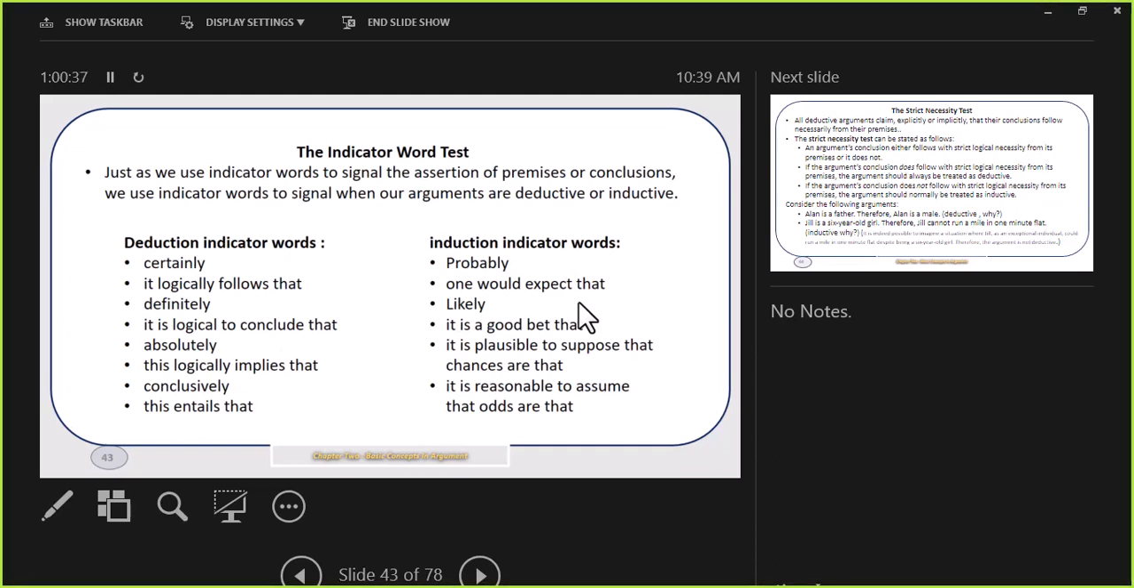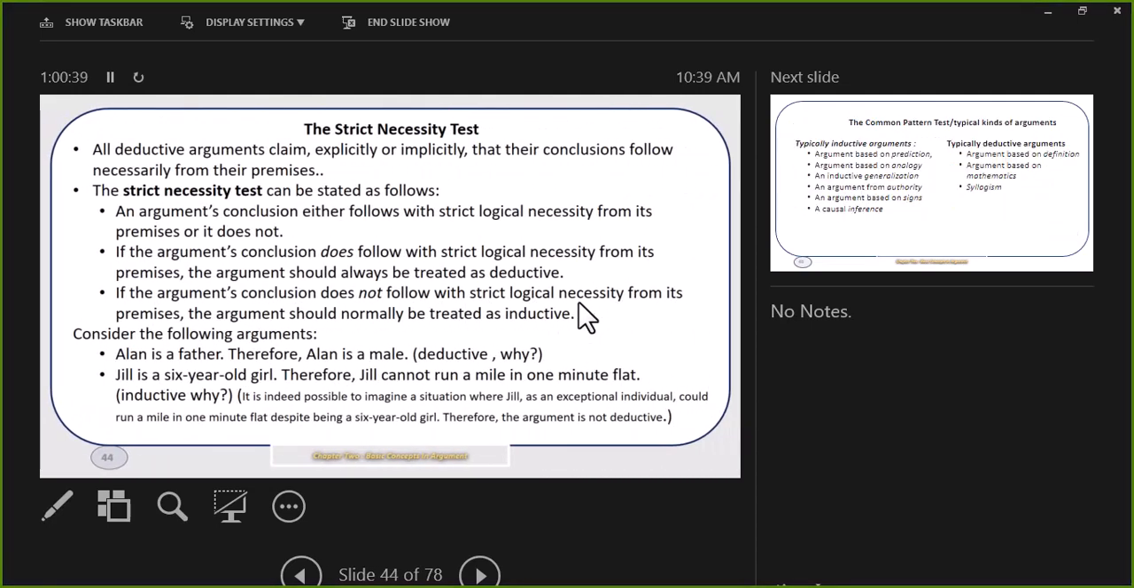They only provide us clues or sources of information. Strict necessity is stronger as compared to the indicator word technique. The strict necessity test can be stated as follows.